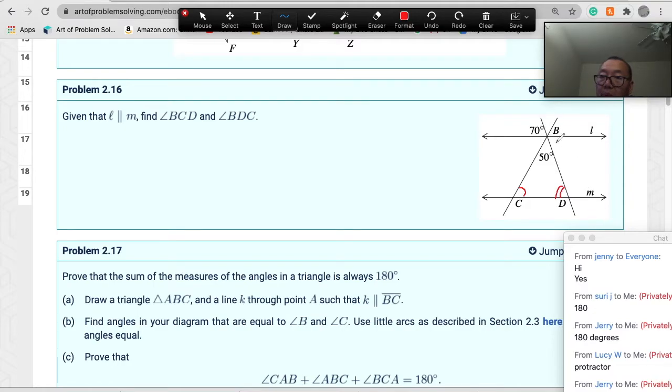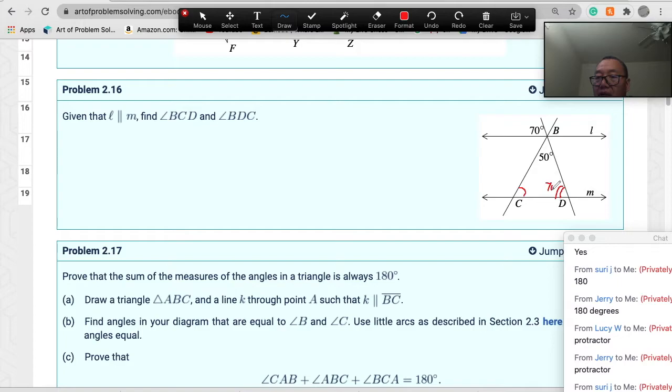BDC, if line L is parallel with line M, BDC with this 70 degrees, these are corresponding angles. So this one definitely will equal 70 degrees, right? Then in triangle BCD, this is 50, this is 70, added together that's 120. So that means this angle equals 60 degrees, right? So this one is very easy.